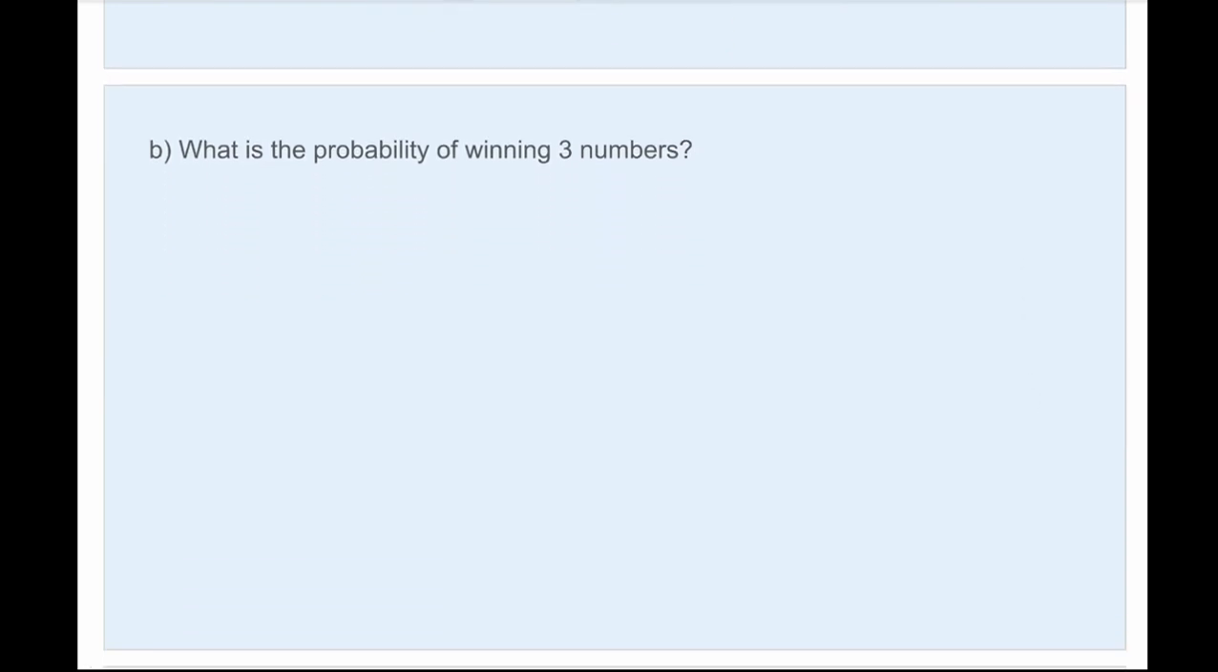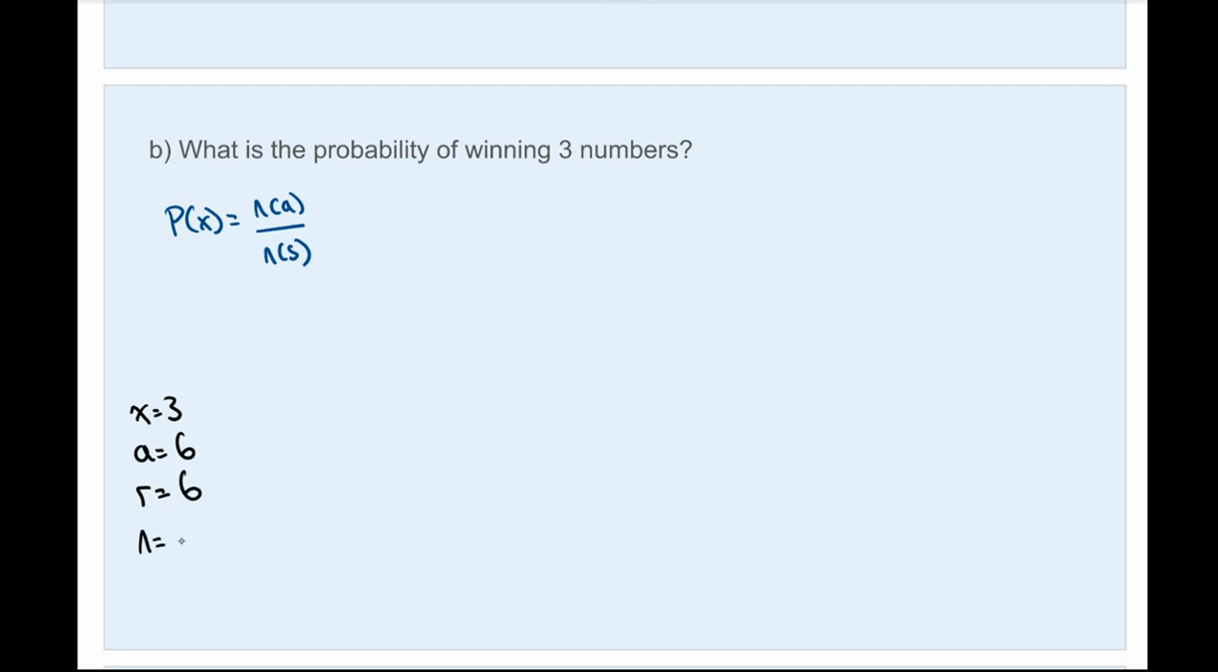Not B, but C. What is the probability of winning 3 numbers? So again, our probability of X is going to equal our NA over NS. If we wanted to use our formula, we could. X is going to be 3 in this case. Our A value, or the total number of successful outcomes, is 6. Our R value for number of trials is 6.